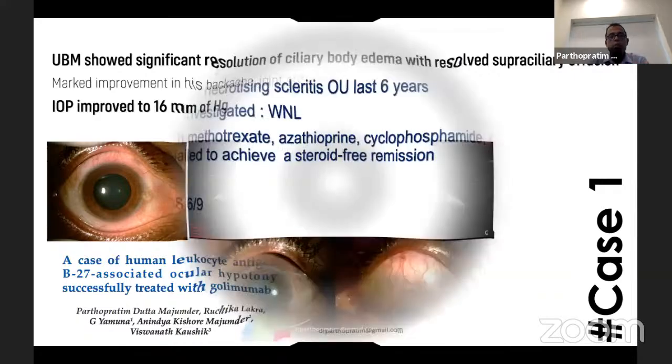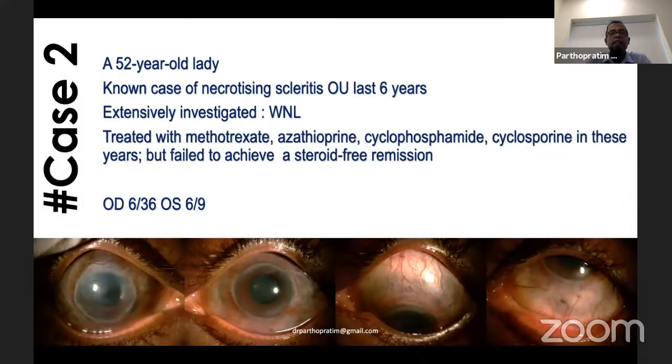So this is one scenario, and this is another scenario. A 52-year-old lady, a known patient of necrotizing scleritis, which was not responding to methotrexate, azathioprine, cyclophosphamide, cyclosporine, and the patient did not get relief. When she presented to us, her visual acuity was 6/36 in the right eye and the left eye was 6/9. And you can see the active scleritis still there.